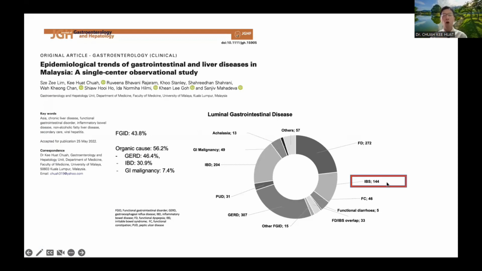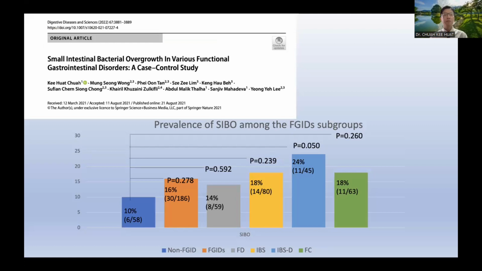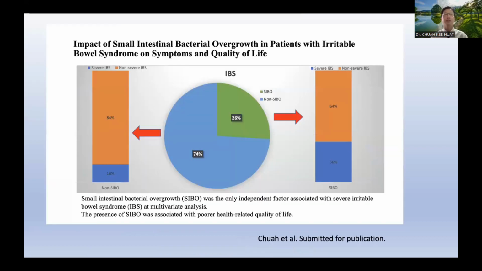Just to briefly show you our own study that was published recently in this journal, we show that IBS is one of the common conditions we encounter in our gastroenterology specialist clinic. We have published another paper, a case control study of small intestinal bacterial overgrowth associated with functional GI disorder. We found that IBS with diarrhea predominant subtype is significantly associated with SIBO compared to healthy and non-FGID controls, 24% versus 10%, and it was statistically significant.